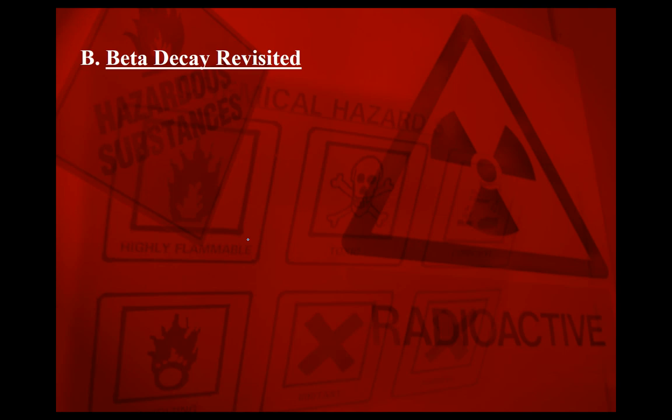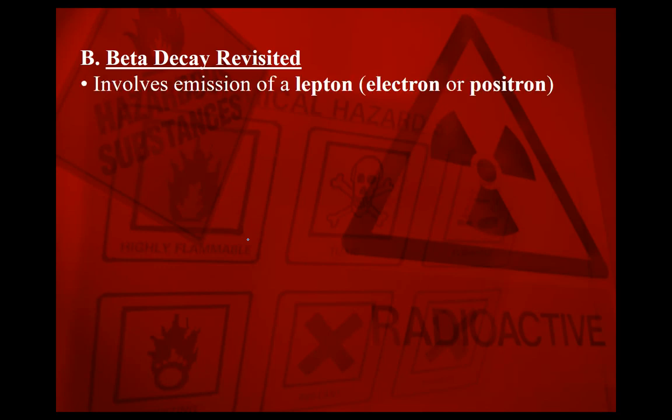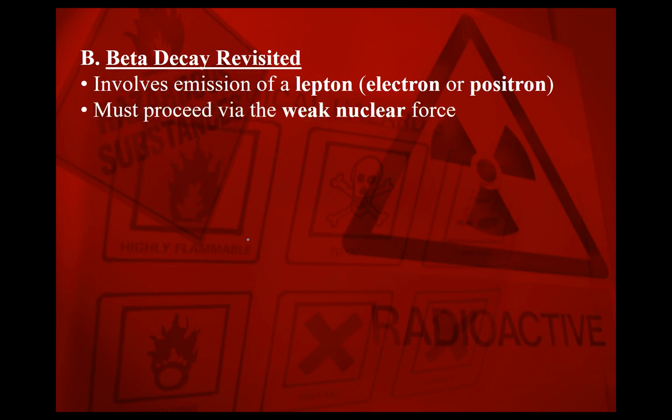Okay, now we also need to just come back and revisit beta positive and beta negative decay from a quark perspective. So we're going to break it down to another level. Beta decay involves the emission of a lepton. So a lepton can be an electron or a positron. It occurs via the weak nuclear force. Again, the weak nuclear force is the one that's responsible for changing a proton to a neutron and vice versa, which is something that does happen in beta plus and beta negative decay.